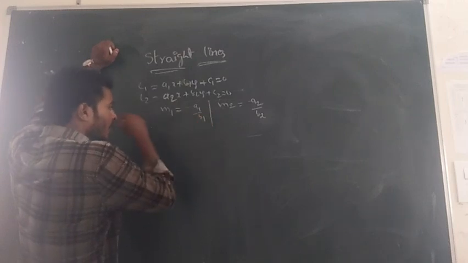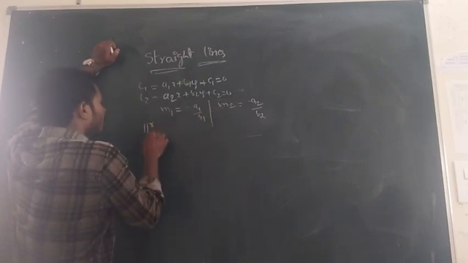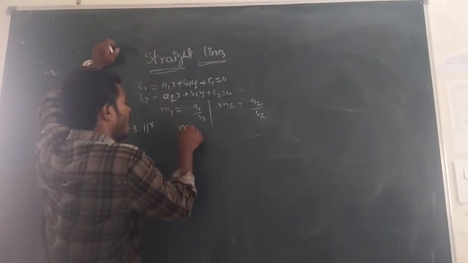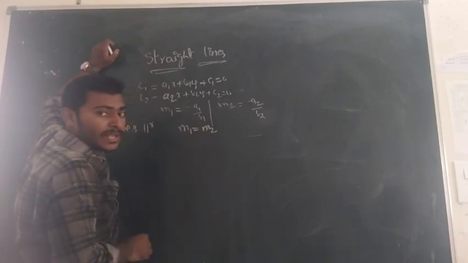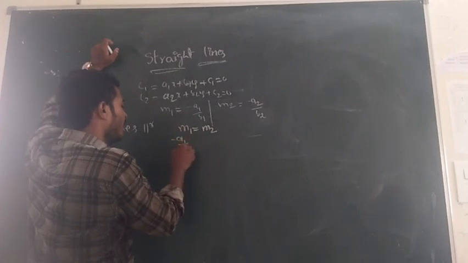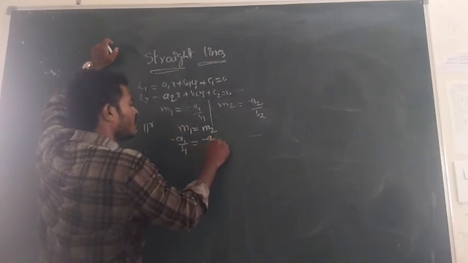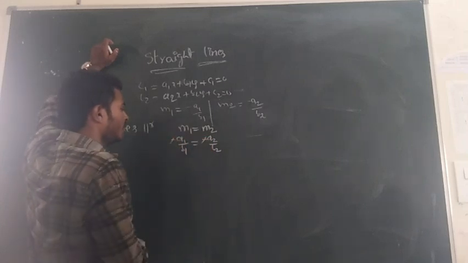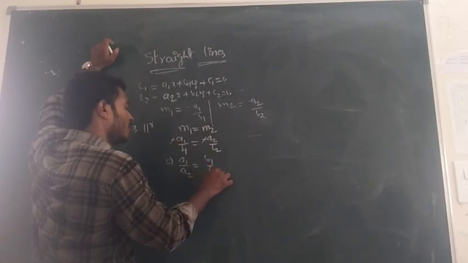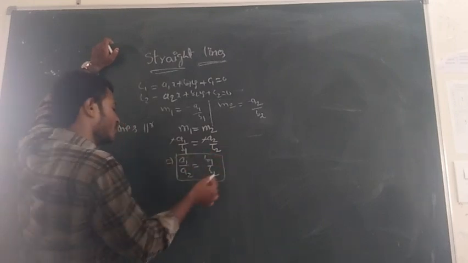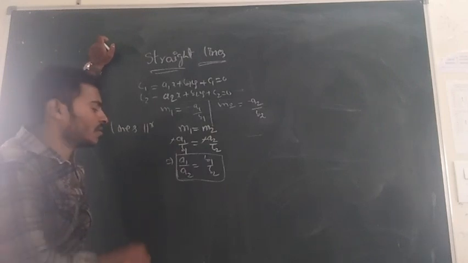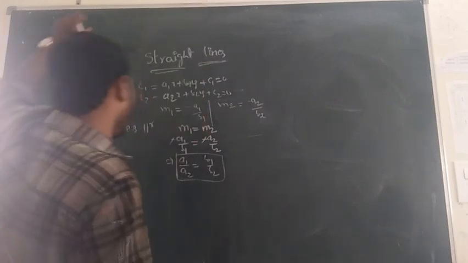When two lines are parallel, M1 equals M2. Here M1 is minus A1 by B1 and M2 is minus A2 by B2. These minus signs cancel. After that, A1 by A2 is equal to B1 by B2. This condition shows that the two lines are parallel.